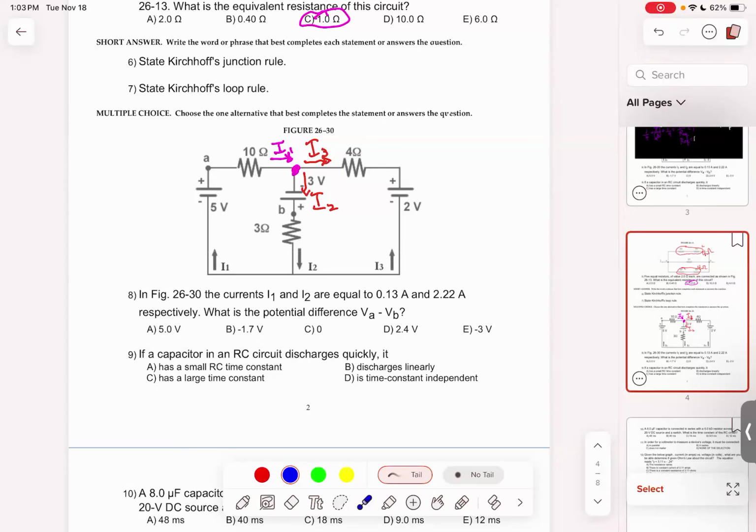The second thing asks about Kirchhoff's loop rule, which states that the sum of all voltages in a loop, let's put L1 here, and L1 might be this loop here that goes in this manner.